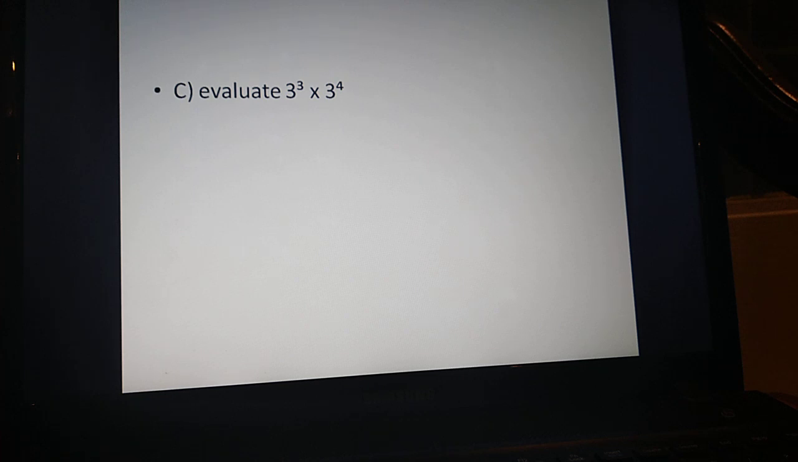Evaluate. Pay attention to the difference. Here I ask you to evaluate. I mean, you have to find the answer. 3 to the power 3 multiplied by 3 to the power 4. Now, since I need to find the answer, I can do it whatever way I want. 3 to the power 3 is actually 27, but 3 to the power 4 is 81. If you multiply this, you will find the answer, which is 2187. This you must do because the question wants you to evaluate, not simplify.